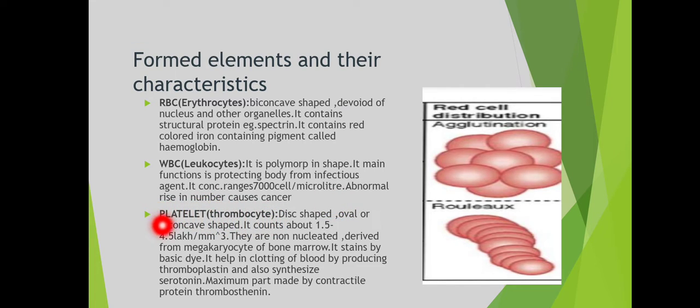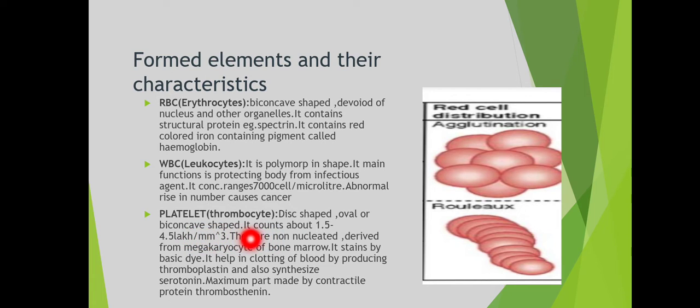Then the platelets, or thrombocytes. They are disc-shaped, oval or biconcave shaped. They account for about 1.5 to 4.5 lakhs per cubic millimeter. They are non-nucleated and derived from the megakaryocyte of the bone marrow. They stain with basic dye.